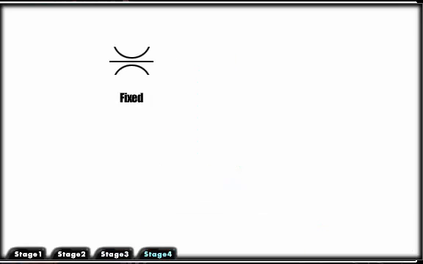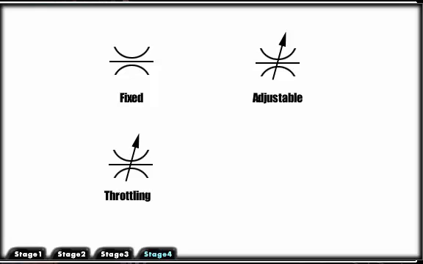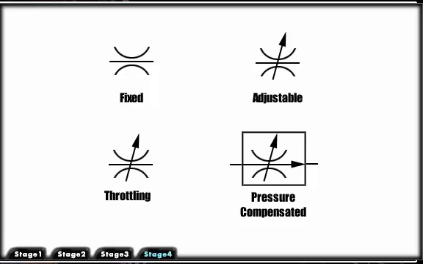Flow control valves may be fixed, or non-adjustable, or adjustable. In addition, they may also be classified as throttling only or pressure compensated.